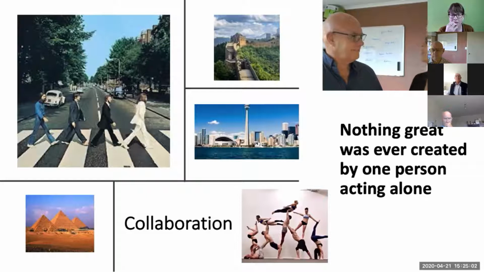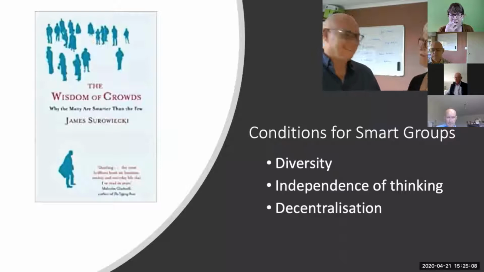And the third thing is that James Surowiecki taught us that groups can be smart, but only under certain conditions. Those conditions are diversity of opinion, independence of thinking, and the last one, which he calls decentralization, which means that every individual's local experience and personal practical knowledge is equally valued and shared.